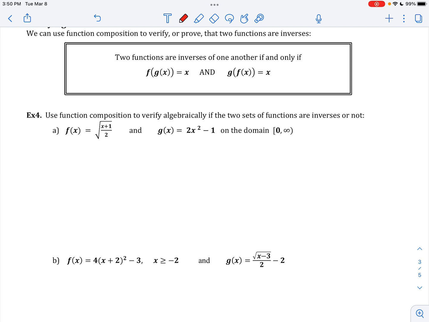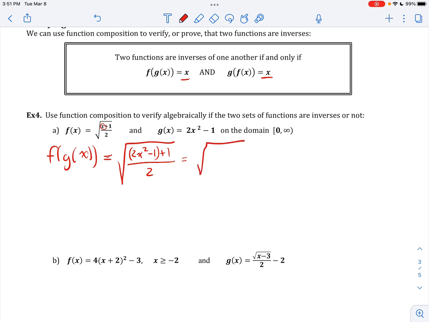I was about to plug g into f of x. Whoops, f of g of x. Okay, so I'm going to use this kind of shape, but I'm going to plug the g into it where it says x. Square root of g of x, which is 2x squared minus 1 plus 1. So that's the x part of what was going on in f of x over 2. And I just try to crank this all down and see if it equals x. So that numerator now just becomes 2x squared. I can cancel the 2's.